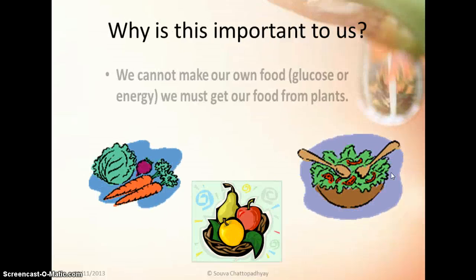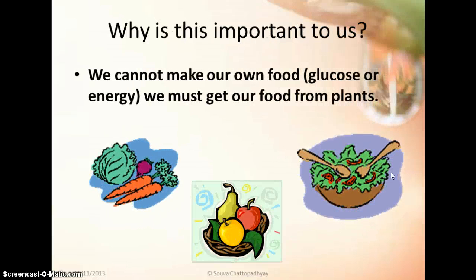Why is this important to us? Because we can't make our own food. We have to eat our food, and in order for that food to have food, they have to make their own food. So the food that we eat comes from plants, and plants have to make their own food or produce their own glucose in order to get the energy that they need.